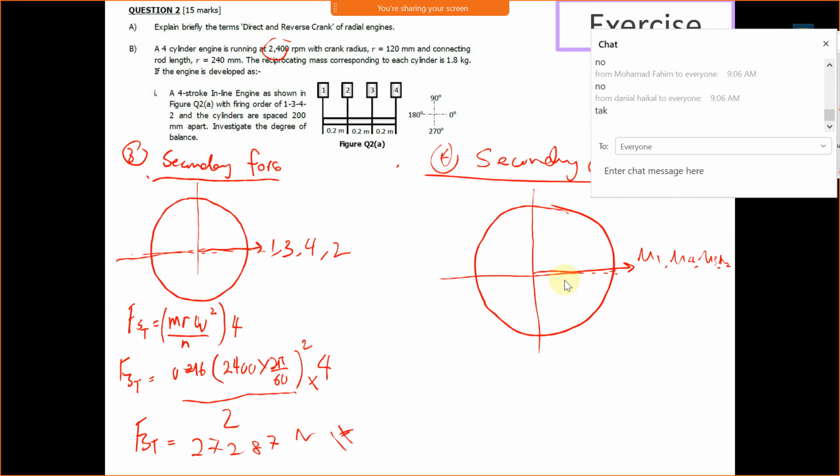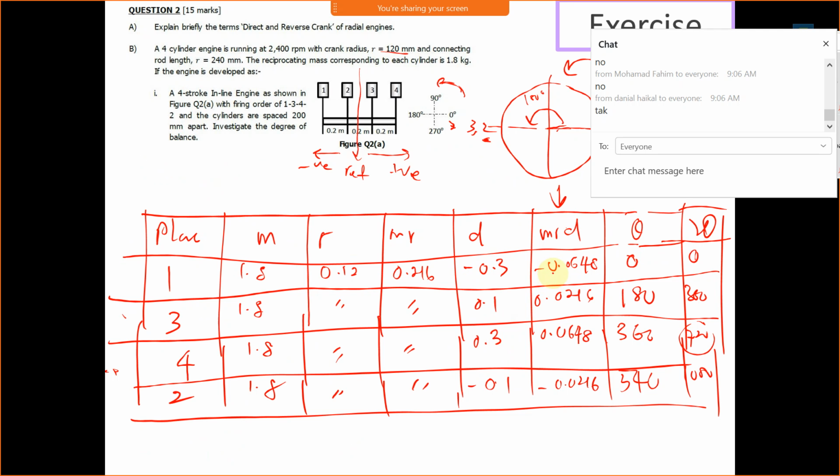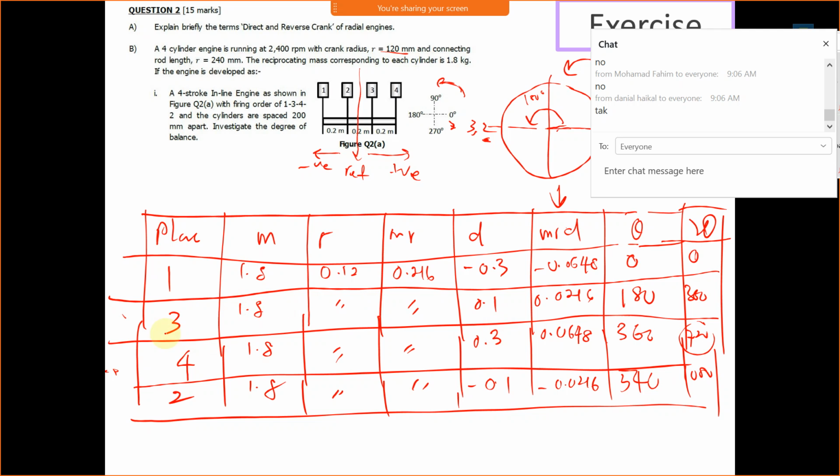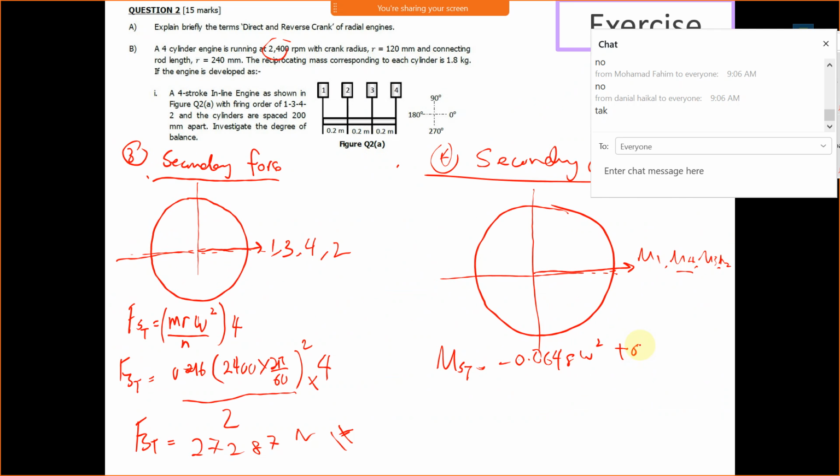We have negative. So, bila kita buat M total, okay, M secondary total, kita akan dapat negative 0.0648 omega squared, plus M4, M3, 0.216 omega squared. And then we have M4 0.0648 plus 0.0648 omega squared. And last one minus 0.216 omega squared. Okay, omega squared sebenarnya dia bahagi dengan N ni. Per N samalah. So, MST dia must be 0.